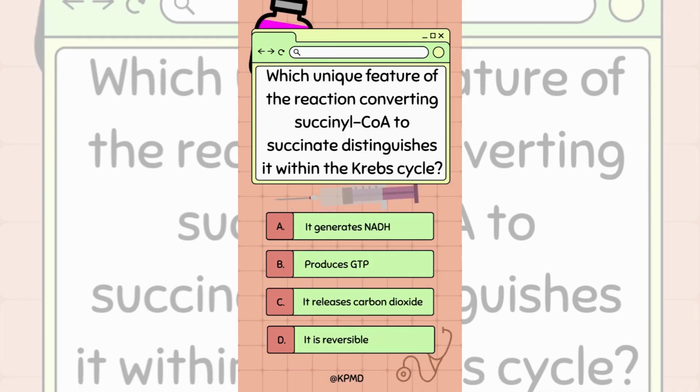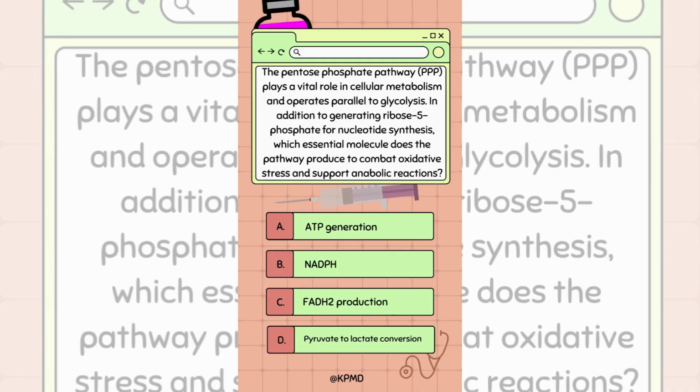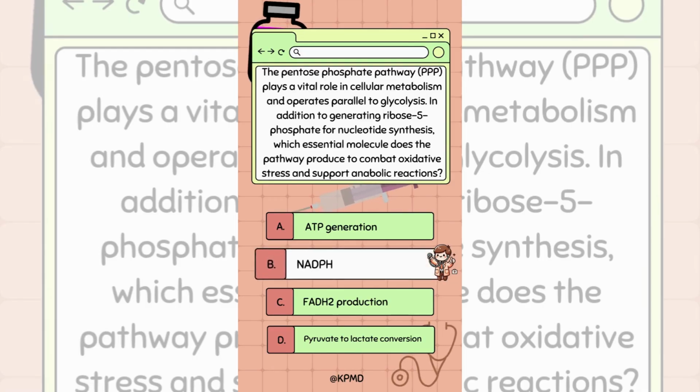Which unique feature of the reaction converting succinyl-CoA to succinate distinguishes it within the Krebs cycle? Correct answer is B. Produces GTP. The pentose phosphate pathway, or PPP, plays a vital role in cellular metabolism and operates parallel to glycolysis. In addition to generating ribose 5-phosphate for nucleotide synthesis, which essential molecule does the pathway produce to combat oxidative stress and support anabolic reactions? Correct answer is B. NADPH.